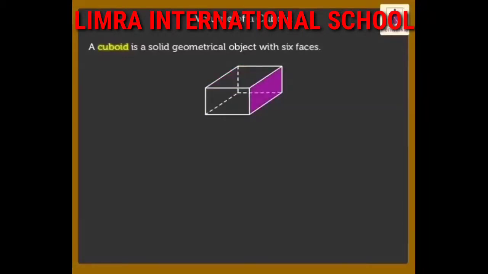Each face of a cuboid is a rectangle. In the figure, the length, breadth and height are marked. We get the volume of a cuboid by multiplying its length, breadth and height.